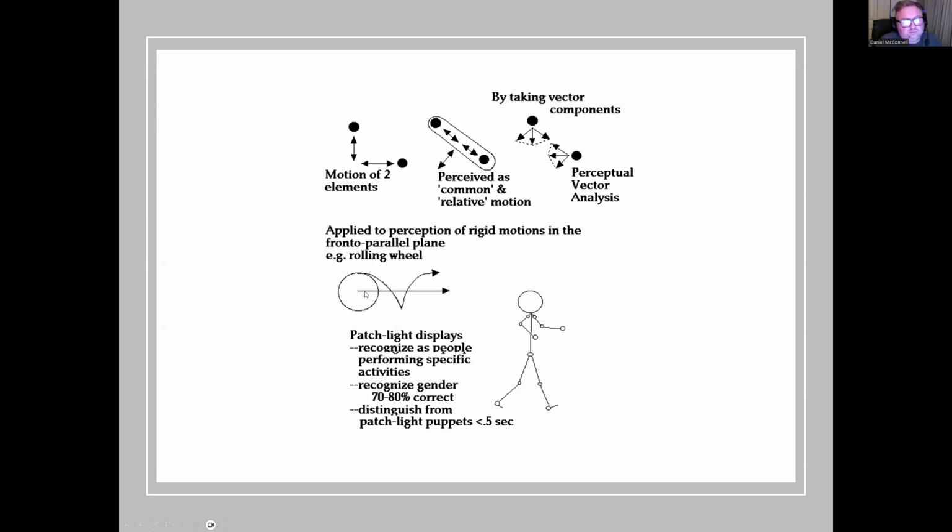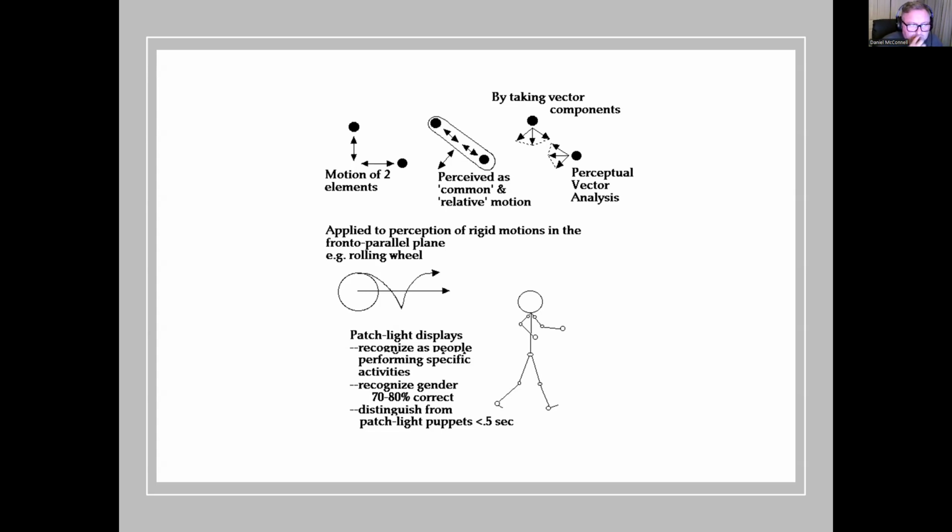And so again, through perceptual vector analysis, this is where we get the fact that when we actually observe the wheel, we see the spinning wheel as opposed to two different motions of two different dots, right? A few other things to say about Johansson's point light walker research.